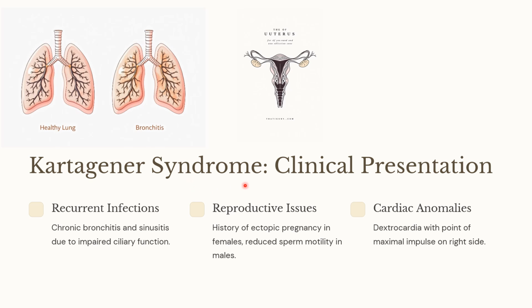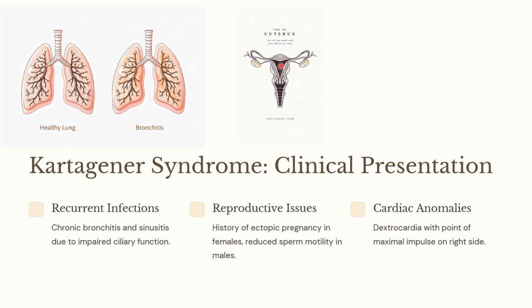Let's see about Kartagener syndrome. In Kartagener syndrome, there are three important components. But one has to remember that there is impaired ciliary function. Because of impaired ciliary function, the healthy lung is supposed to remove all the fluid or everything out of the lung. But in Kartagener syndrome, the ciliary function is impaired, and therefore it will result in bronchitis.